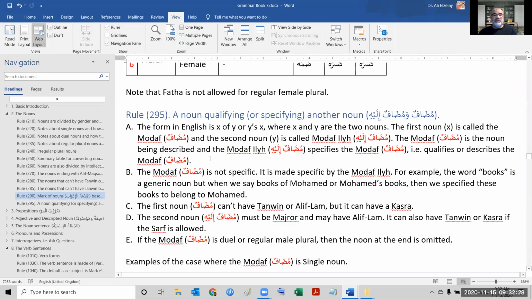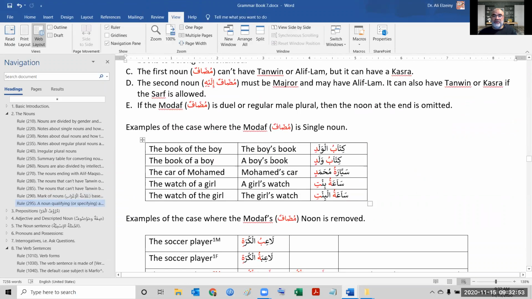Bismillah ar-Rahman ar-Rahim. Today we're doing the Arabic class and the subject is the Modaf and Modaf Ilyh, which is one noun specifying another noun. So in English we say X of Y or Y's X. X and Y are the two nouns. So when we say Muhammad's car or the car of Muhammad, for example, the structure in the English language could work both ways. It could be the book of the boy or the boy's book. It can work both ways.